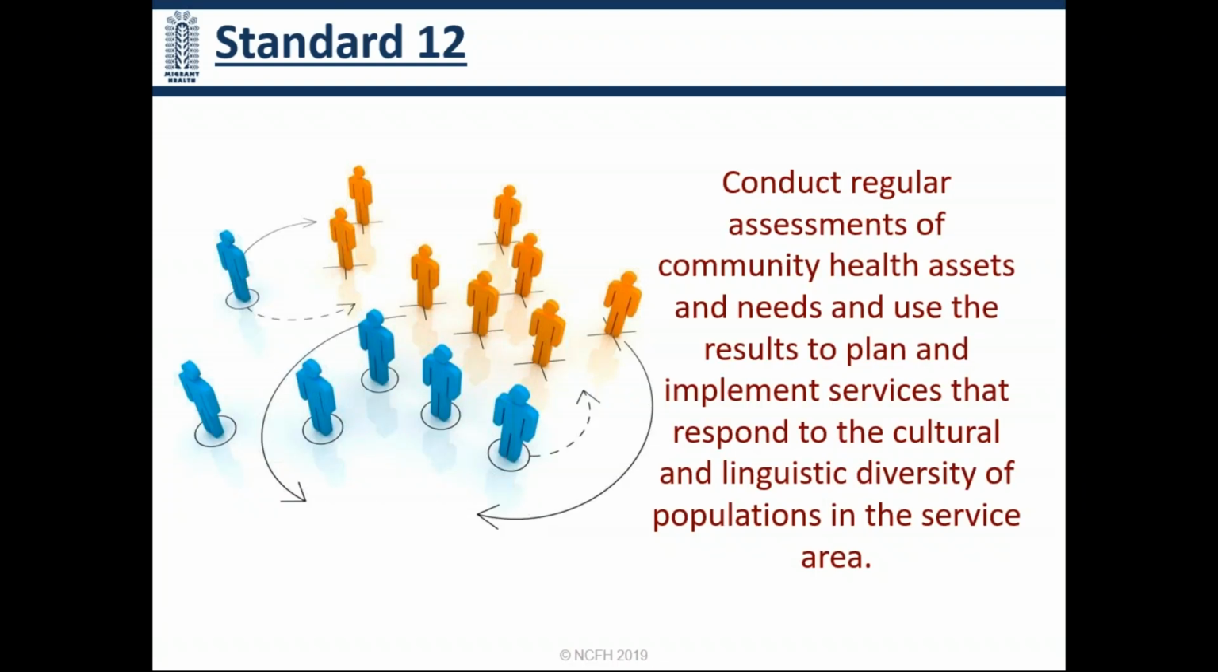Okay, standard 12 is about, again, assessing. This one's to determine the service assets and needs of the populations that you're serving. It's about identifying all of the services that are available and not available to your populations, so that you can resource inventory and fill in gaps where needed. You want to determine what services to provide, how to provide them, and all of that would be based on the results of your community assessment.